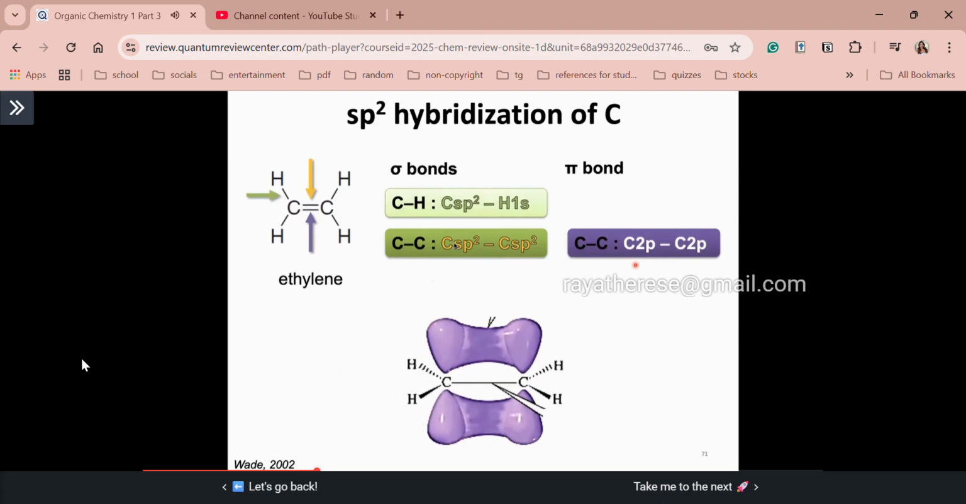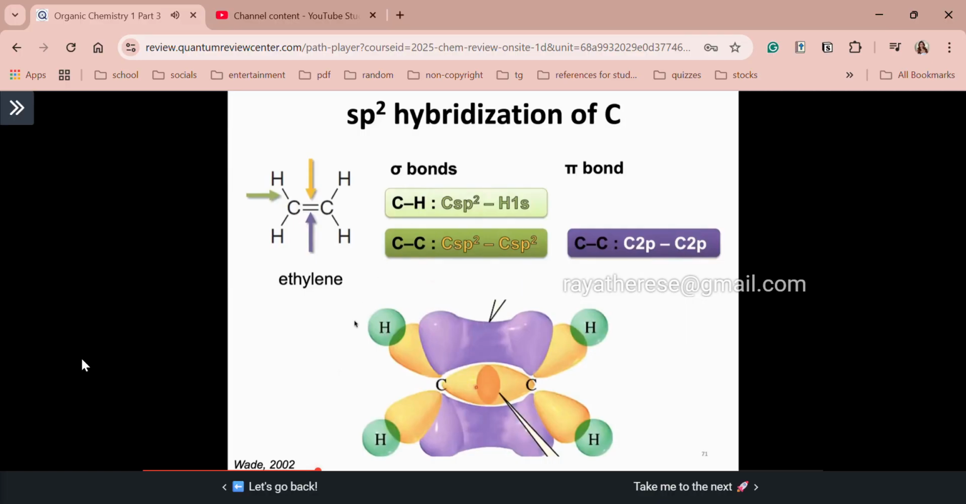So for our total visualization, check. Class, remember, we have your sigma bond here, the sp2 sigma bond, and for the side-to-side overlap, the 2p orbitals will form our pi bond. Class, remember, the double bond is the source of our pi bonds here. Okay, so that's it for sp2 hybridization.